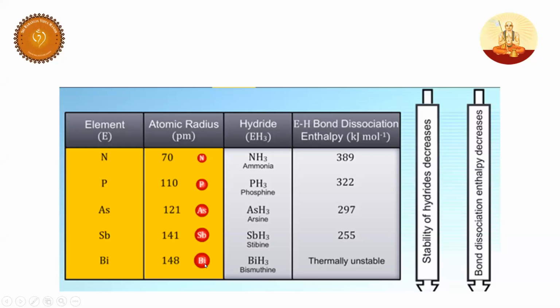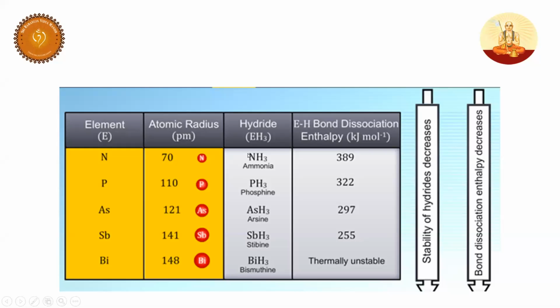Naturally, the hydrogen-bismuth bond will be weak. Students, very important point: that's why BiH3 is a good reducing agent. Reducing ability increases as you go down the group because it can give H minus readily. Because the Bi-H bond is weak, it can readily give H minus. So NH3 is a weak reducing agent, and BiH3 is a strong reducing agent.